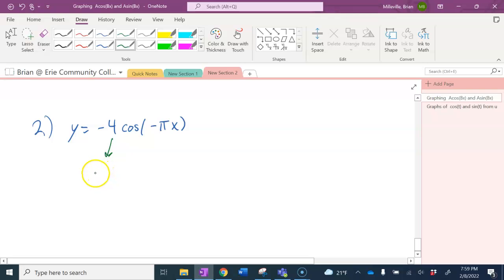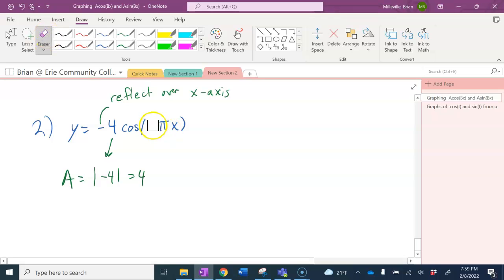So again, the amplitude is really the absolute value of this number. So our amplitude, capital A, is going to be positive 4. The negative in front is going to tell us that that's going to reflect the graph over the x-axis also. So it's going to be upside down from our normal cosine graph. All right, and then I don't know why I put a negative on the inside of that. Let's pretend that wasn't there. I'm just erasing that quick here. So it was just pi x on the inside.